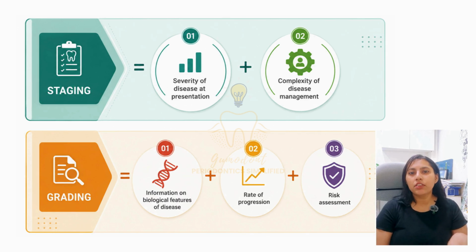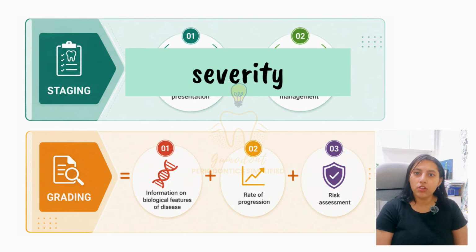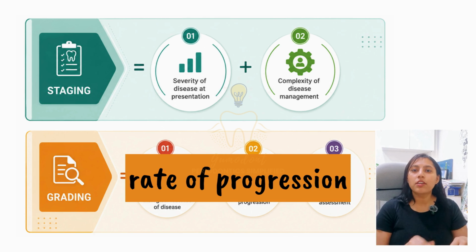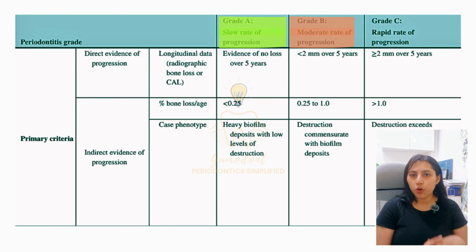Now, after staging, the next step is grading. If staging tells us how severe the disease is now, grading tells us how rapidly the disease is progressing and what risk it carries for future progression. So, now grading is divided into grade A, which is slow progression, grade B, which is moderate progression, and grade C, which is rapid progression.